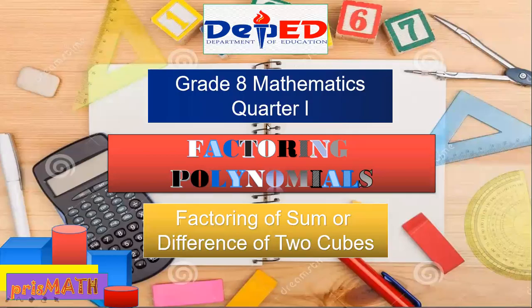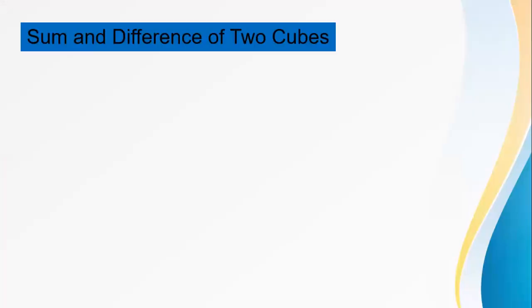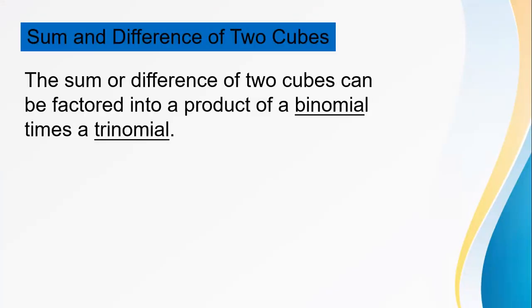Hello everyone, and our topic is all about factoring of sum or difference of two cubes. The sum or difference of two cubes can be factored into a product of a binomial times a trinomial. So one of the factors is a binomial and the second factor is a trinomial.